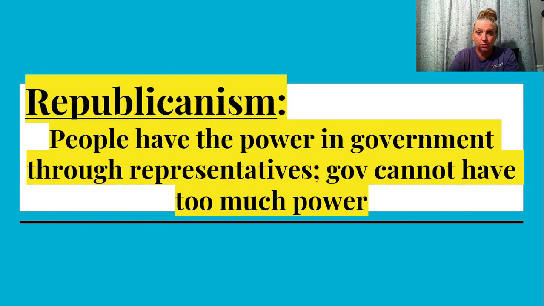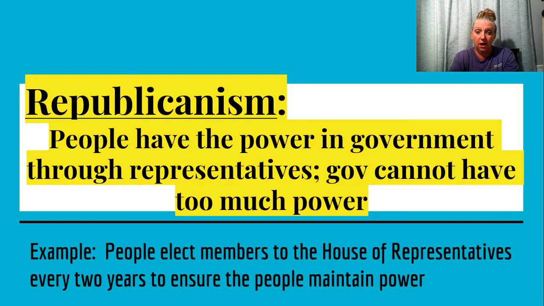It's through the election. We're going to have representatives. We're going to have a House of Representatives to represent the people and speak on their behalf. So for example, people elect members to the House of Representatives every 2 years to ensure the people maintain power. But that means we, the people, have to do our job to ensure that we're electing the best people for the job.